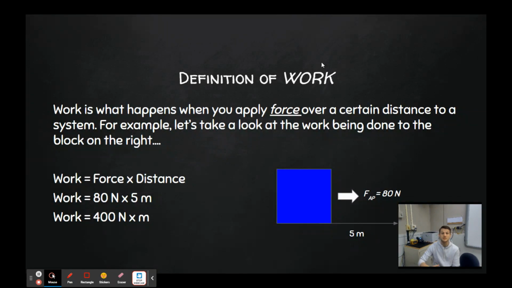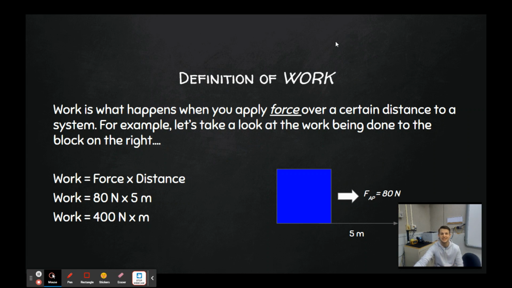Work is what happens when you apply a force over a certain distance. If I push this desk with a certain amount of force for a certain distance, I'm going to do a certain amount of work. And that work is going to take a certain amount of energy to get done. For instance, if I apply a force of 80 newtons and I do it over 5 meters, I've done 400 Newton meters of work. And a Newton meter is actually a joule, and a joule is how we describe how much energy is being used.